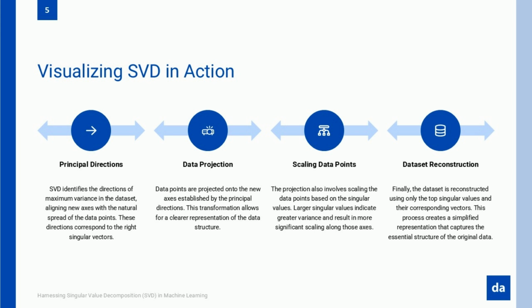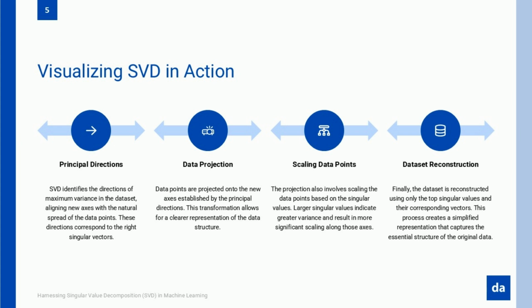Visualize this as a rotation of our original coordinate system, where the new axes perfectly align with the natural spread of our data points. What's fascinating is that SVD finds these optimal directions without making any assumptions about what our data represents. It simply follows the mathematical structure. Now comes the second transformation, projection and scaling. Once SVD has identified these optimal directions, it projects our data points onto this new coordinate system.